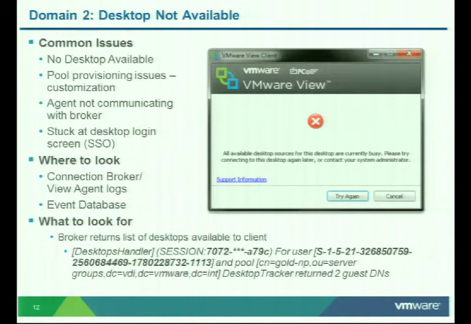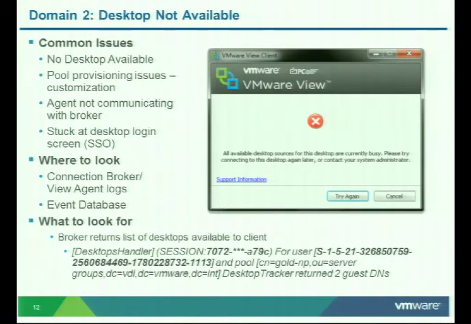Okay, second domain is desktop not available. What we're talking about here is not really connectivity issues, but essentially there's been some problem provisioning desktops through View. Or it could be, as I mentioned, that the agent is not communicating with the broker. So one of the first things that we can do is try and see if any desktops were available to be returned to the actual user.